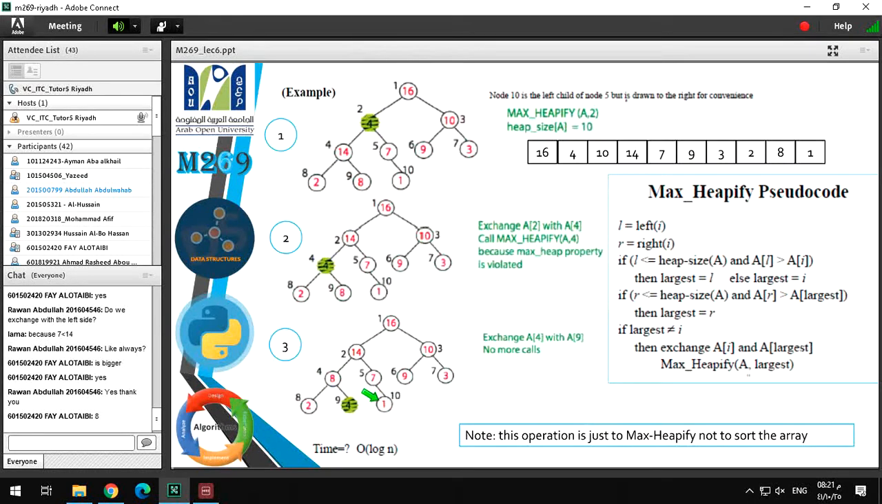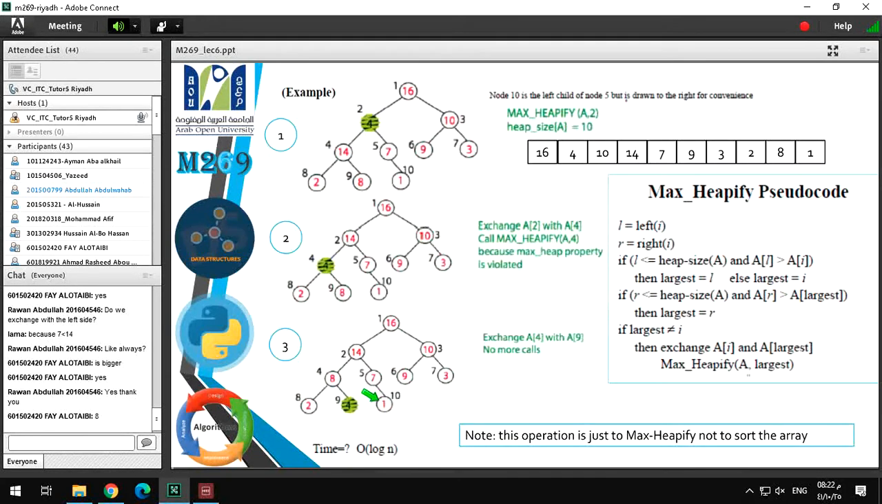The time needed to max-heapify any tree is O of log n. Why? Because it's actually a division. No need to go through all items. Every time I go only half the way, half of the paths.